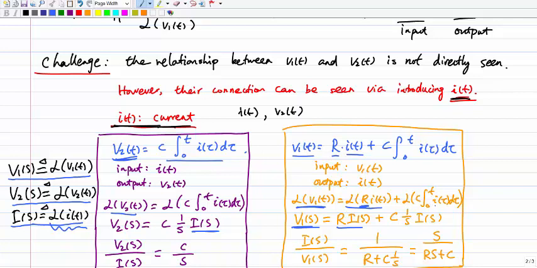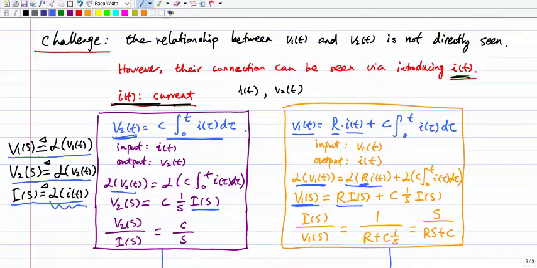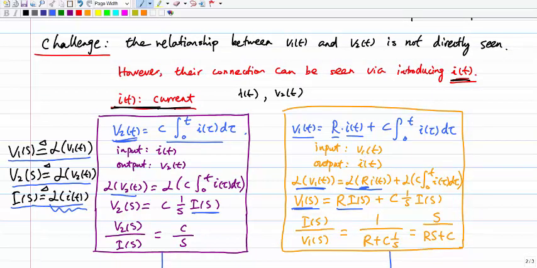The Laplace transform of the integration, again, as I mentioned over here, is C times 1 over s times I(s). Okay? Because I consider input is V1(t) and output is I(t), I want to get I(s) over V1(s). If I put them together, the right hand side can be written as R plus C over s times I(s), the right hand side.